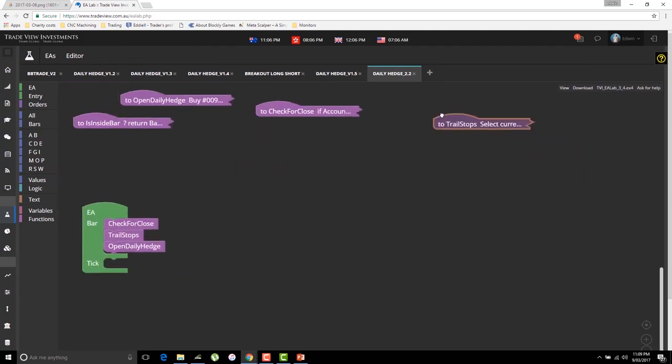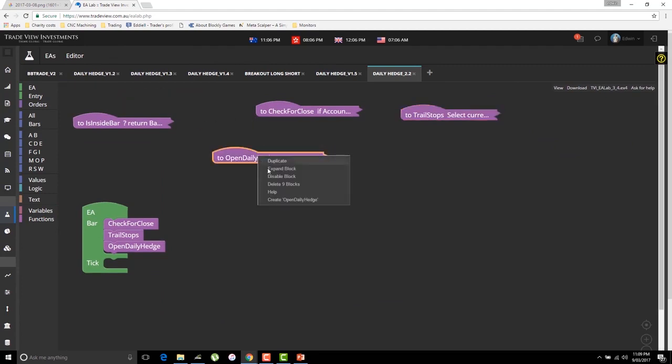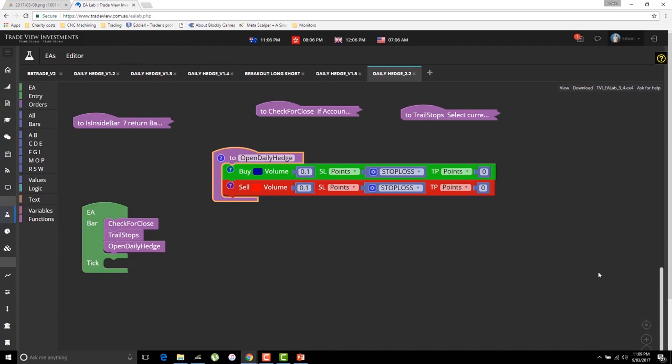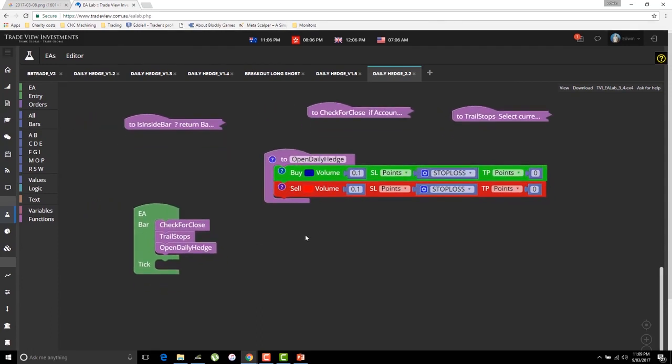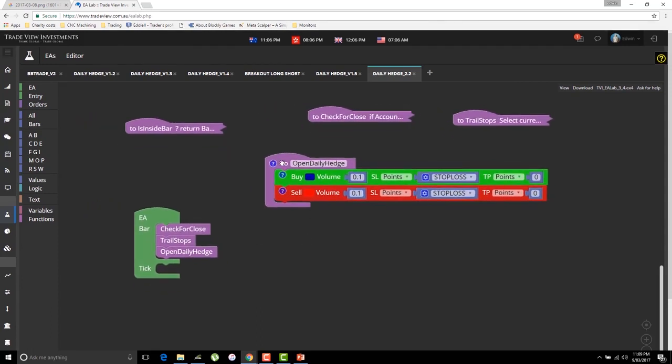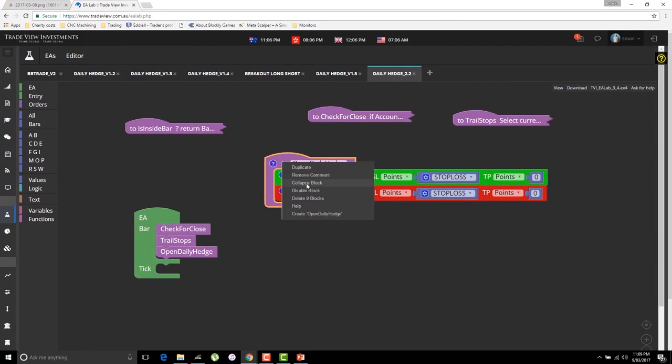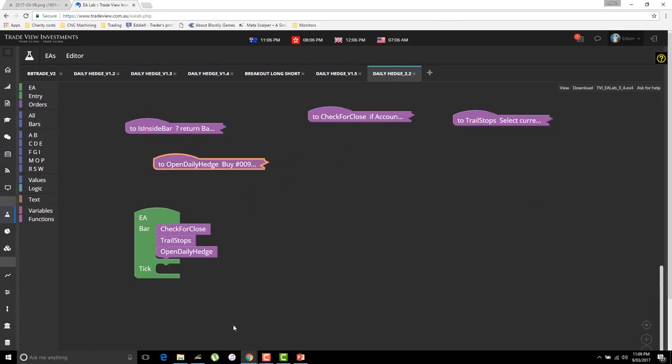And then open daily hedge is pretty complex, so I'll bring that one down. This might take a little bit of explaining. We've just got a buy and a sell block. Very, very simple. So we've just got the stop loss. We're trading at $1 per point, and we don't have a profit target because we're just trailing. Okay, so that's the new model. I think I went through all the blocks there, so hopefully you guys had a chance to pause and have a look. Alright, let's go see how this one performs.